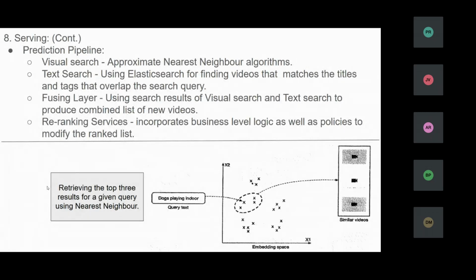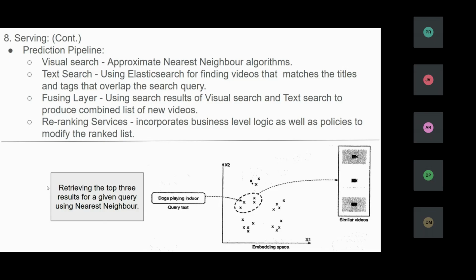So the prediction layer has a visual search, which uses the approximate nearest neighbor algorithm. Basically, the approximate nearest neighbor algorithm you can see in the image down below: the query that is searched is mapped in close proximity to the videos that we have, and all those videos, the circled videos, will be given as a search result.